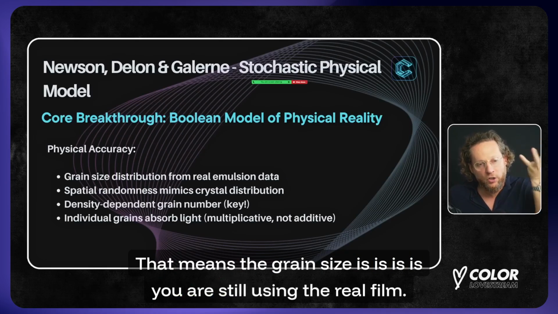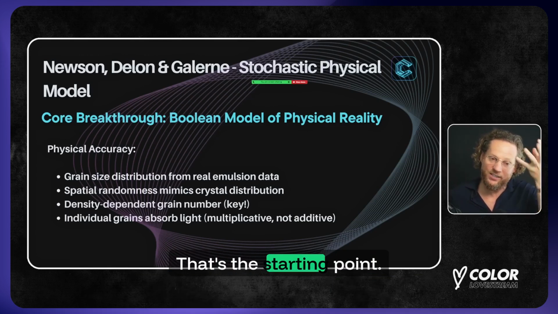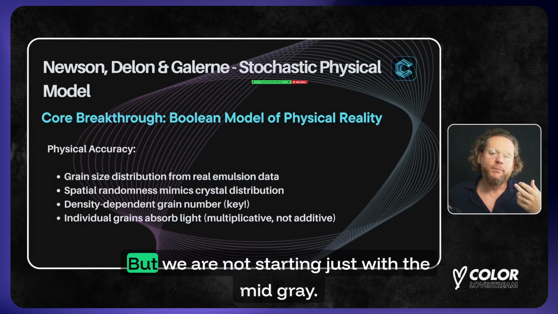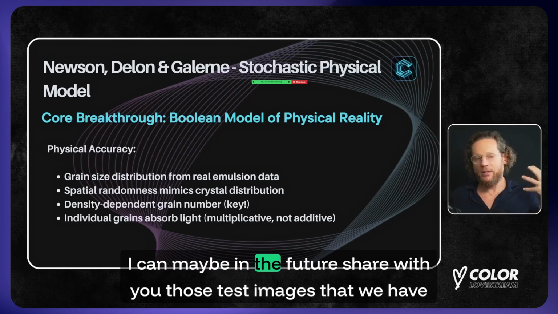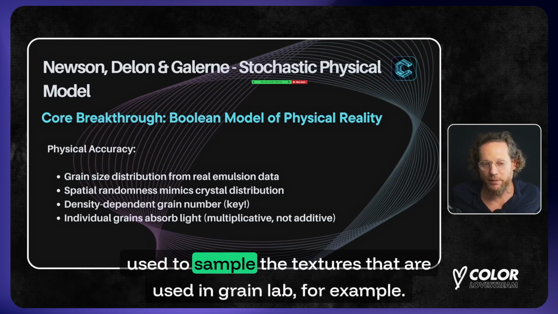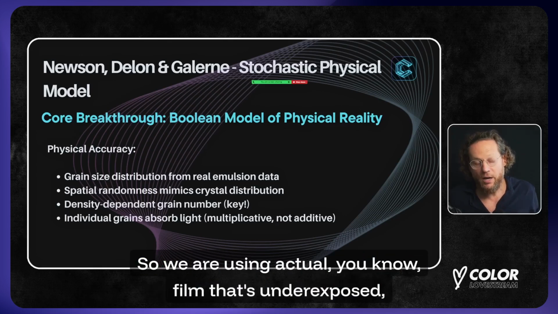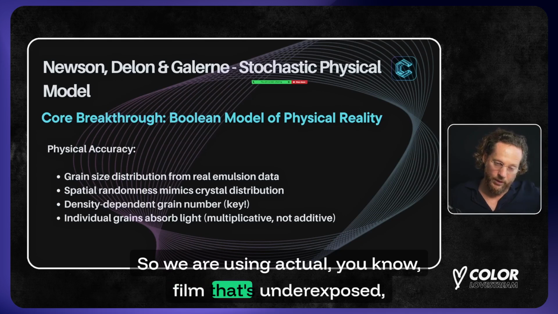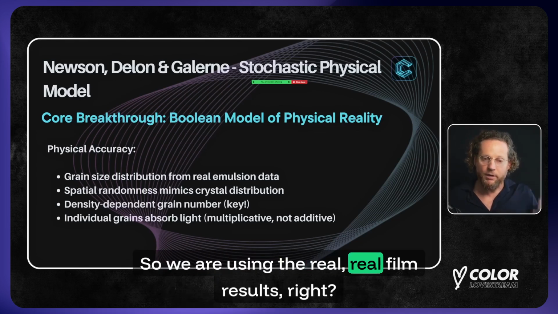you are still using the real film. Basically, we need a film source. That's the starting point. But we are not starting just with mid-gray. I can maybe in the future share with you those test images that we have used to sample the textures that are used in GrainLab, for example. So we are using actual film that's underexposed, overexposed. So we are using the real film results, right?